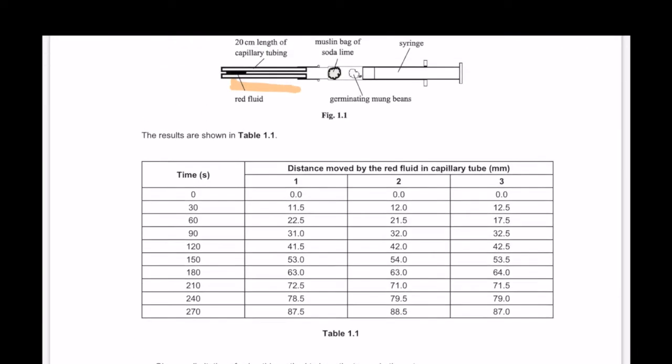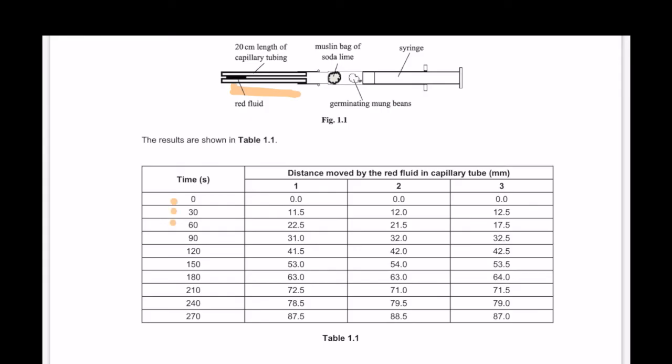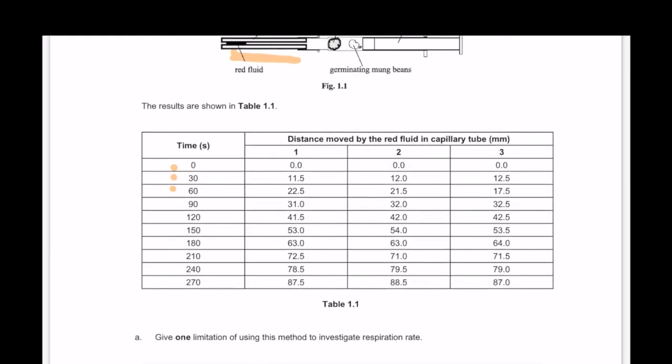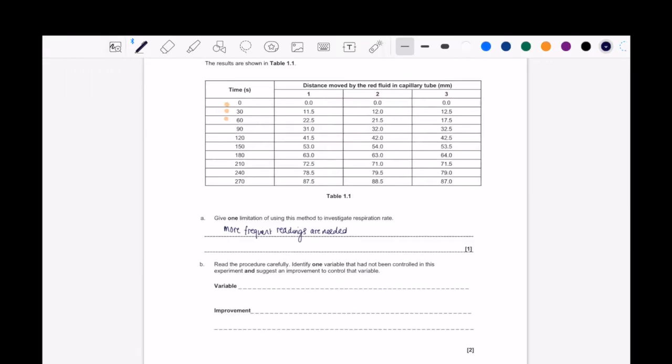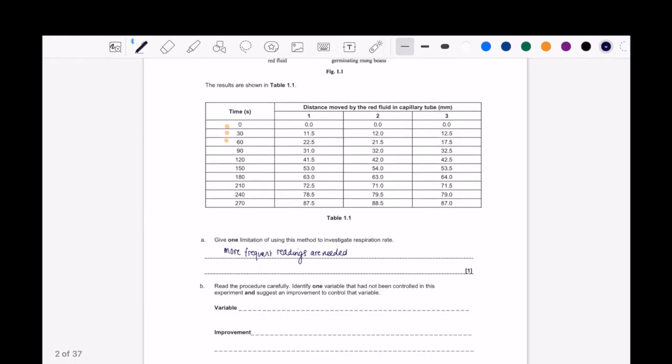Another thing, looking at time right now, is every 30 seconds. What did I say? As scientists, we want closer time intervals. So it says only one limitation. I've spoken a lot about it, so let me just put one of them. Okay, next one says, identify one variable that has not been controlled and suggest an improvement.